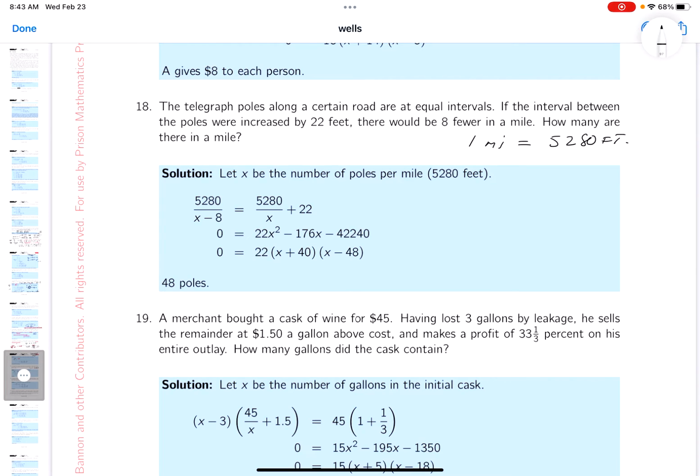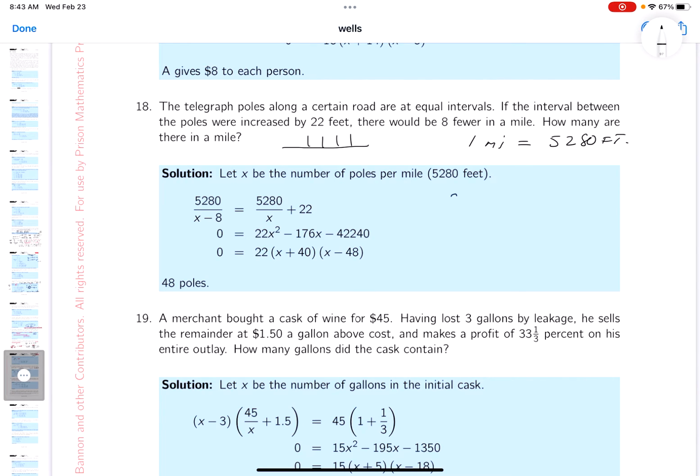It says, telegraph poles along a certain road, and I'm going to say there's a road over here, and there's poles on the road, like this. They say the telegraph poles along a certain road are at equal intervals, which means they're spaced equally. If the interval between the poles were increased by 22 feet, so what I'm going to clear here is that I'm going to say x. How many poles are there in a mile?